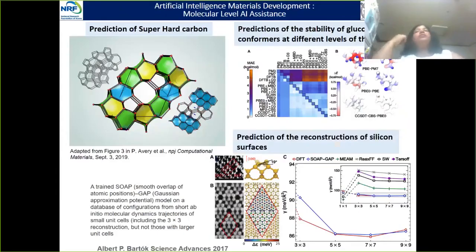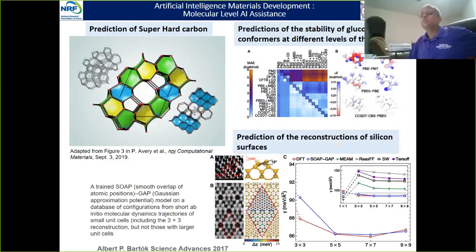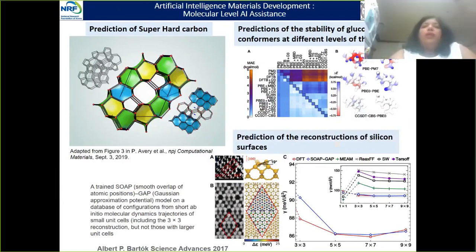So here are some examples where people have used artificial intelligence in material discovery. There is a computational work by Avery et al., published I think in NPJ Computational Materials. What they have done is discover 43 new systems of carbon, and out of them, these three are super hard carbon, harder than diamond. This kind of discovery was only possible when they made some algorithm, used machine learning, and used artificial intelligence systems for this discovery. So this is one example.